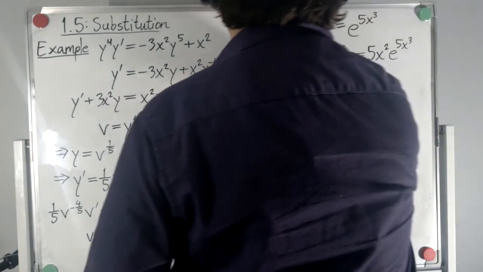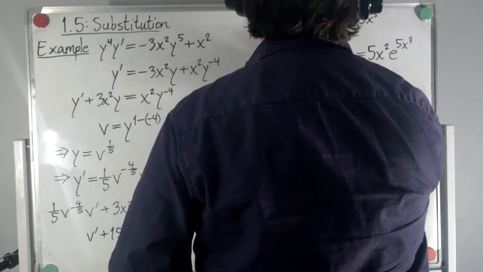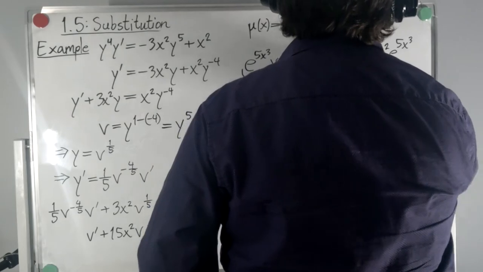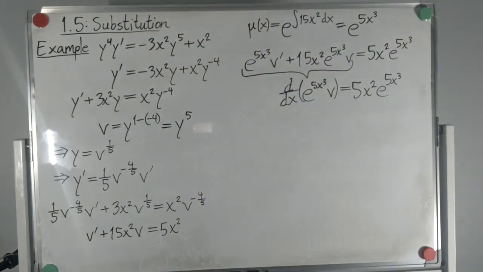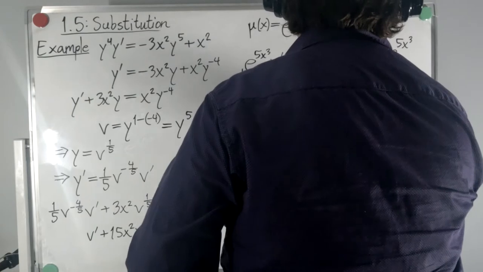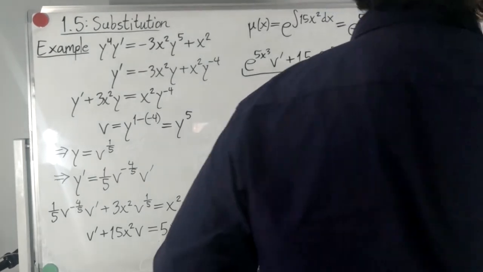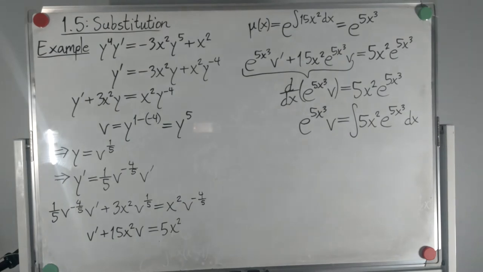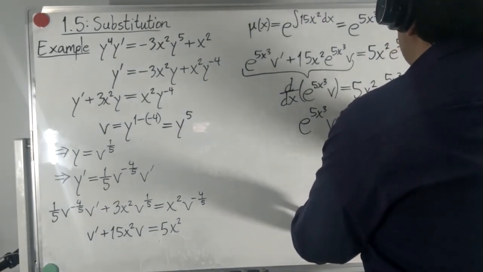And then, as always, the left-hand side is rigged to be the derivative of the integrating factor times v. So e to the 5x cubed times v, the derivative of that is 5x squared e to the 5x cubed. So from here, we just need to integrate both sides. We get e to the 5x cubed times v equals the integral of 5x squared e to the 5x cubed. And then that integral can be done by u substitution. We just set u to be 5x cubed, and du becomes 15x squared dx.